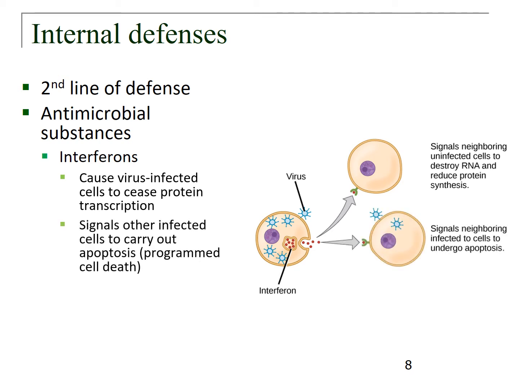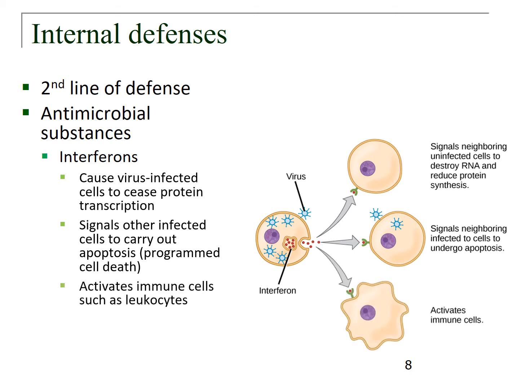The other thing that interferons will do is signal other infected cells to undergo apoptosis, which is programmed cell death. And finally, interferons will also activate immune cells such as leukocytes. What these leukocytes will do is travel around looking for virally infected cells, and they'll kill them. So three things are going to happen here that can cause the death of the cell that's producing the interferons. Number one, shutting down protein transcription completely will kill a cell. Secondly, it can signal other cells to undergo apoptosis. Thirdly, it can activate immune cells that will kill virally infected cells.